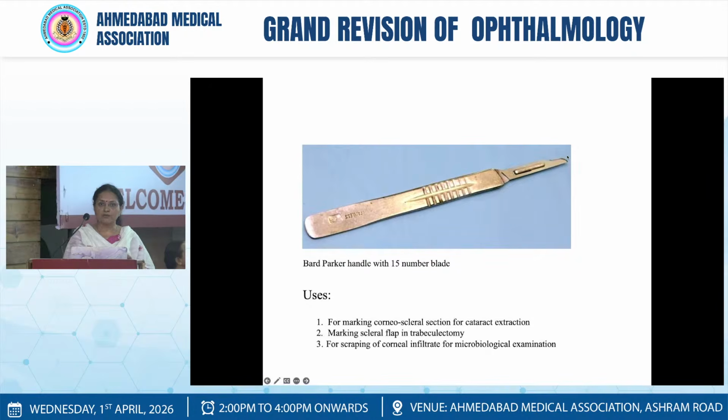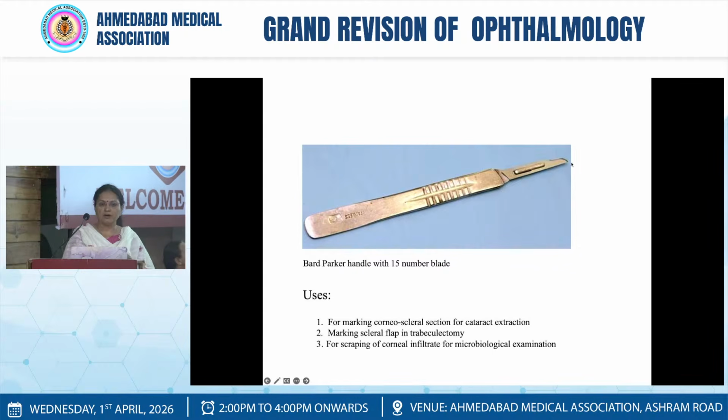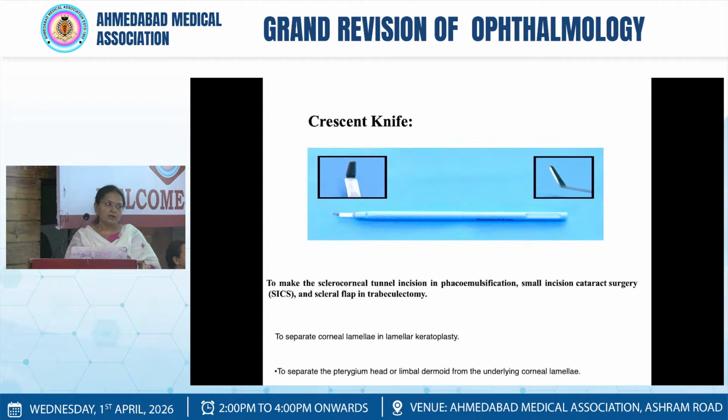Can you see my arrow, browser arrow? Yes. So in this you have a pointed tip like this, and this you have a curved one like this. So it is for marking the corneoscleral incision for cataract extraction, making the scleral flap in antiglaucoma surgery, or you have to just scrape the corneal infiltrate on the cornea, right? And send for histopathological examination.